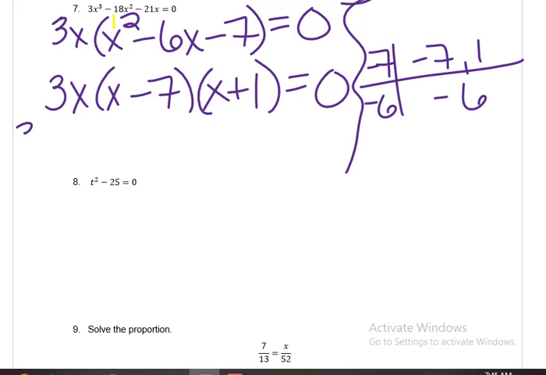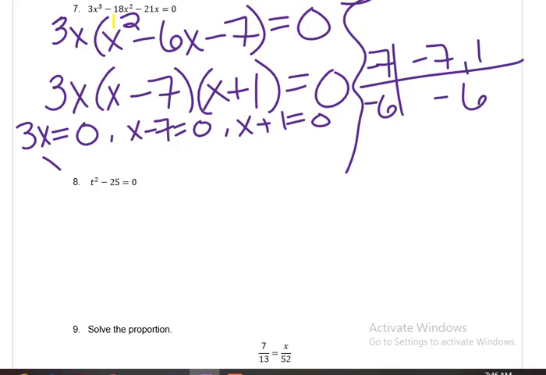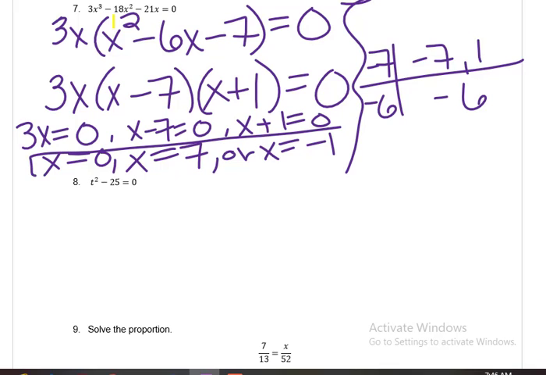Setting each of these factors equal to 0, I have these smaller equations. If 3 times x is equal to 0, we get x is equal to 0. If x minus 7 equals 0, then x is equal to 7. And if x plus 1 equals 0, then x is equal to negative 1. And this is how we can express our answer.